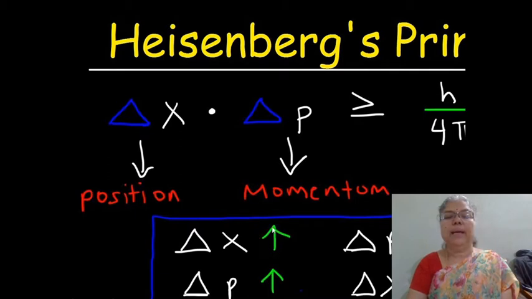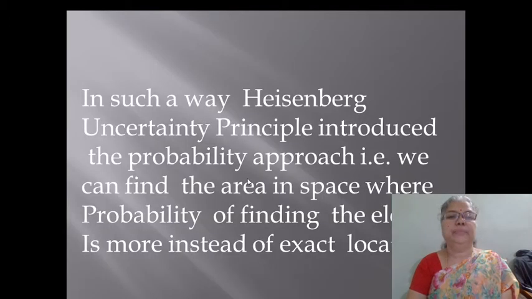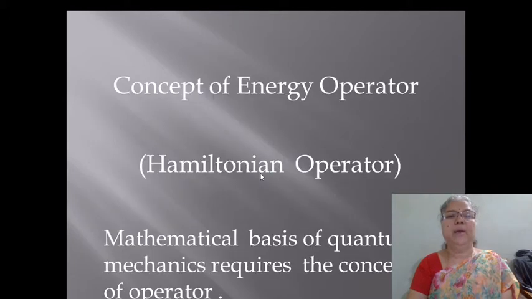If delta x is greater, delta p is less, and if delta p is greater, delta x is less. This is Heisenberg's principle. Thus, Heisenberg's uncertainty principle introduced the probability approach. That is, we can find the area in space where the probability of finding the electron is more, instead of the exact location. This is the great achievement of Heisenberg's uncertainty principle.